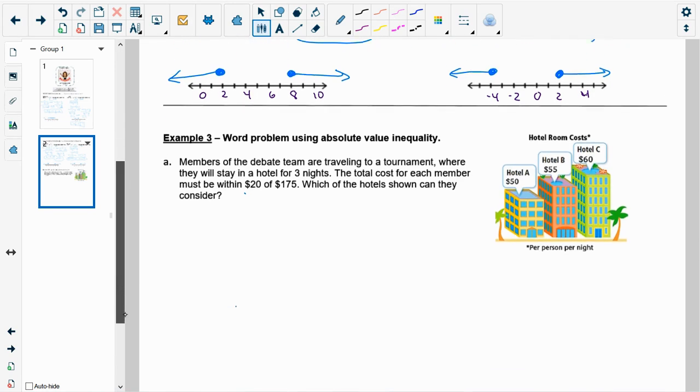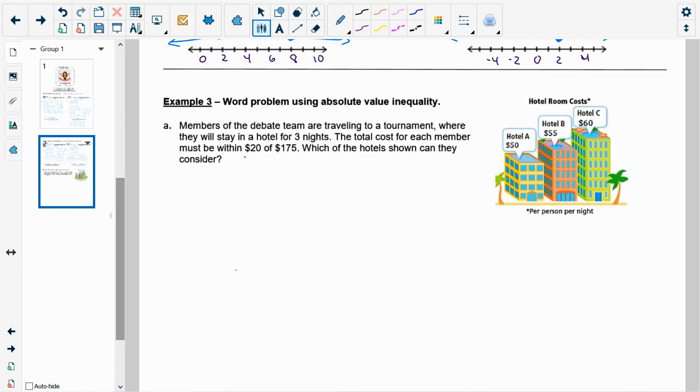All right, let's take a look at our last problem. Word problem using absolute value inequality. Members of the debate team are traveling to a tournament where they will stay in a hotel for 3 nights. That's going to be important. The total cost for each member must be within $20. So that's going to be a little bit of our range there of $175. Which of the hotels shown can they consider? So over here we have 3 options. Each have different prices. So let's see which ones are the options.